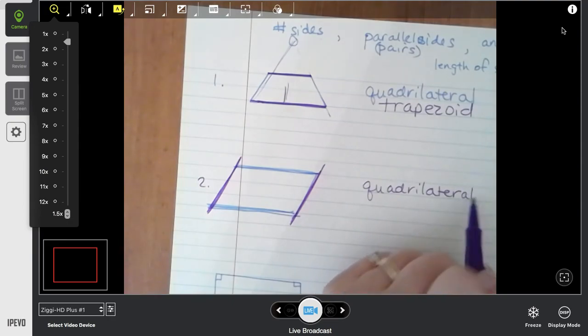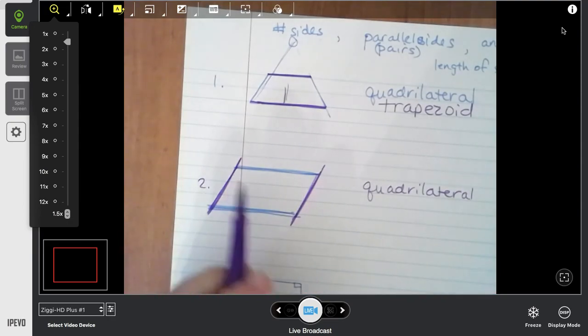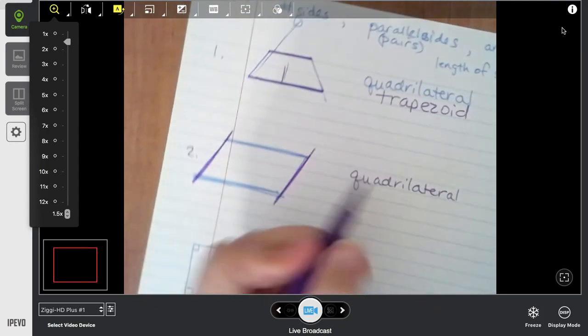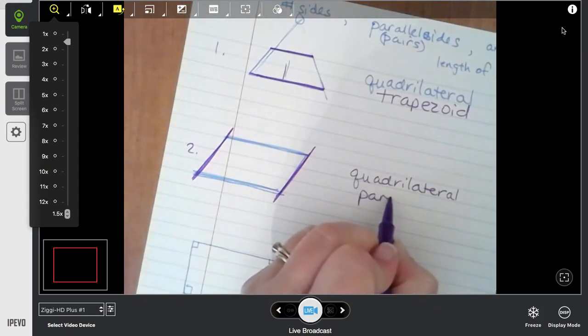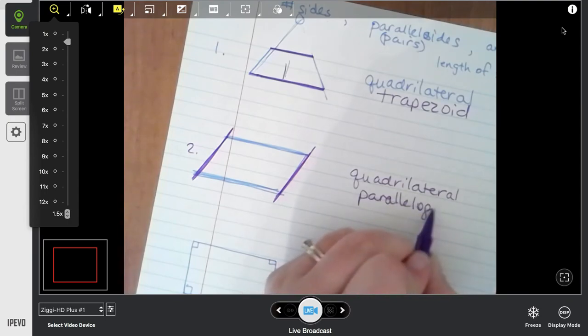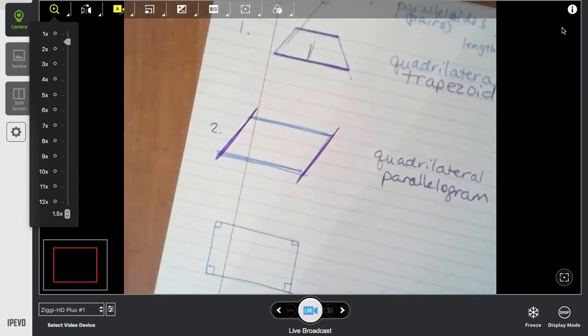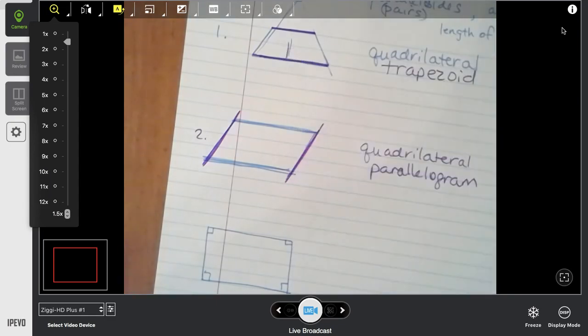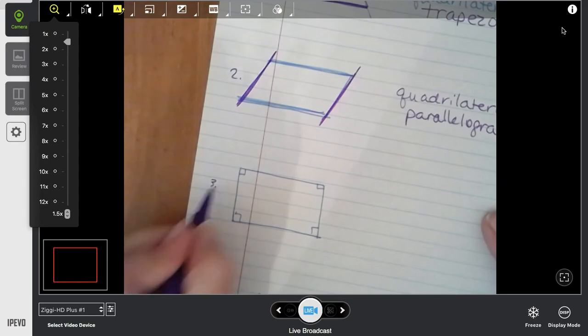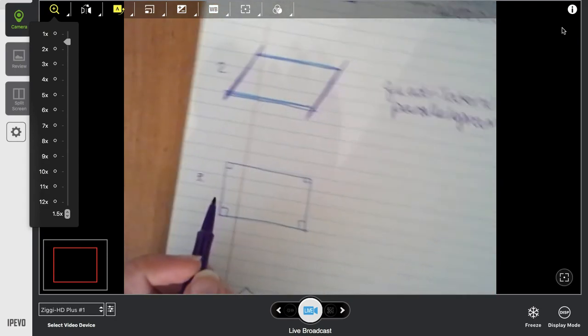Does it have any right angles? Nope, acute and obtuse angles. So if it has 2 pairs of parallel sides and it's a quadrilateral, it is a parallelogram. And luckily, we have 2 lines, so it's a parallelogram and quadrilateral.